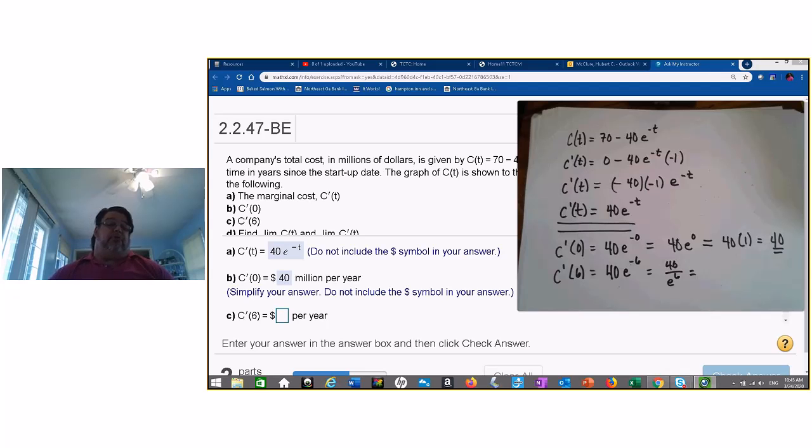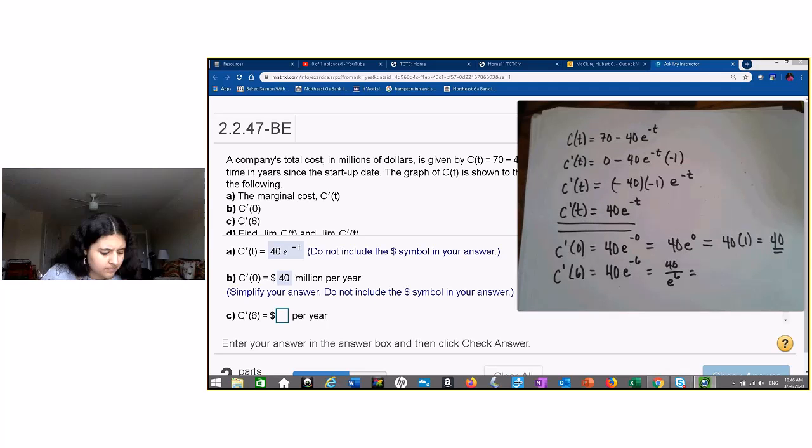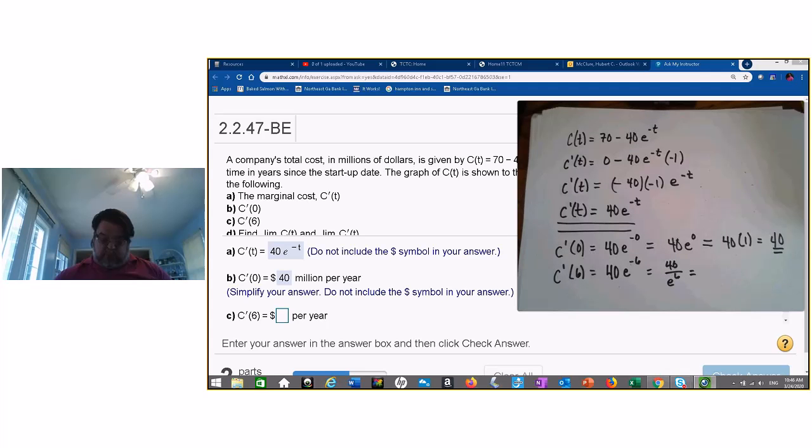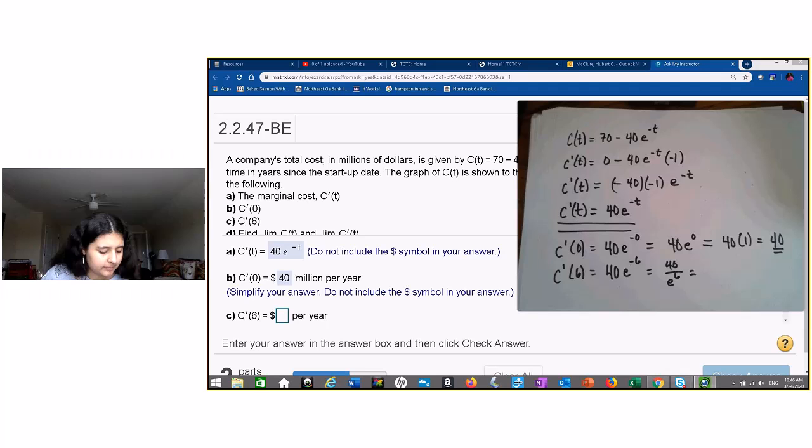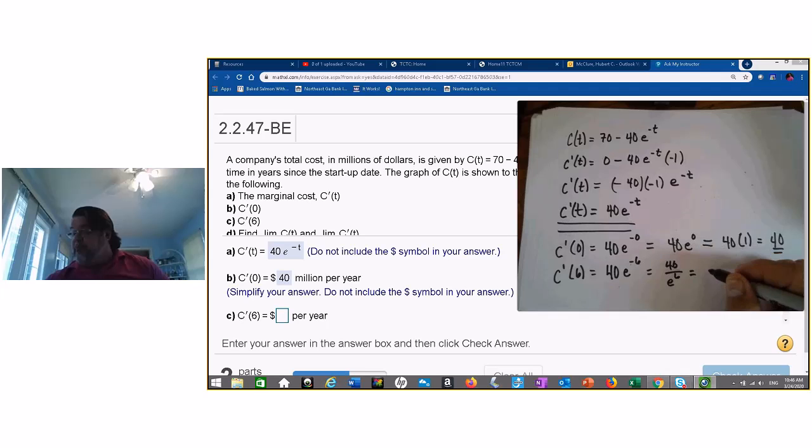So somebody tell me what 40 over e to the 6th is. It doesn't say round or anything, so I guess give me the nearest dollar. This is 0.099. Say it one more time. 0.099, which is 99 million or 99,000. It should come up to be 99,000.